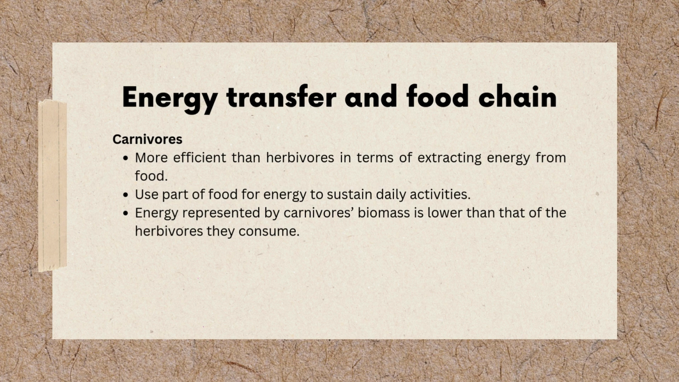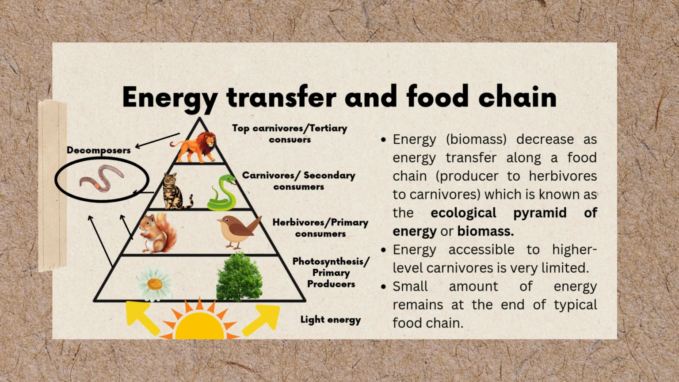Carnivores are more efficient than herbivores at extracting energy from their food because they can digest more of it. However, similar to producers and herbivores, carnivores also use part of their food for energy to sustain their daily activities. As a result, the energy represented by carnivores' biomass is lower than that of the herbivores they consume. With each energy transfer along a food chain from producers to herbivores and then to carnivores, there is a decrease in the amount of available energy and biomass. This phenomenon is known as the ecological pyramid of energy or biomass.